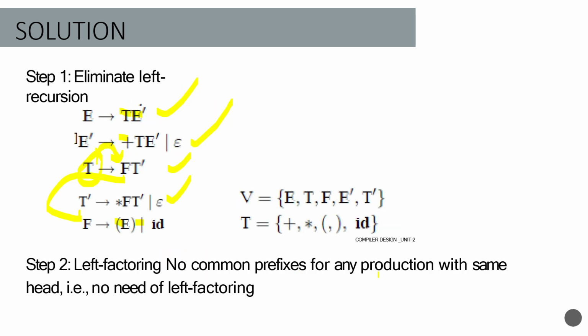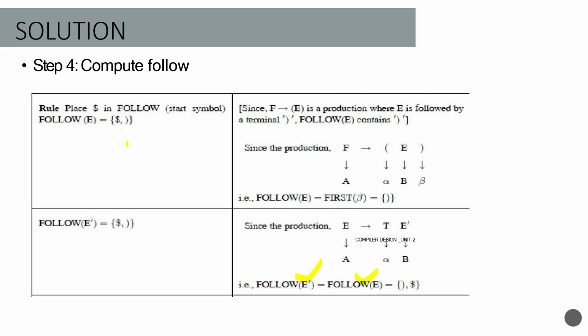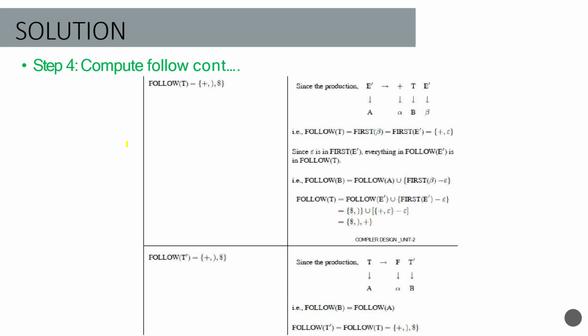Then what is follow of T? Here what is following T is E dash. So whatever the first of E dash, that will go to follow of T. First of E dash is plus and epsilon. So follow of T is plus and epsilon.